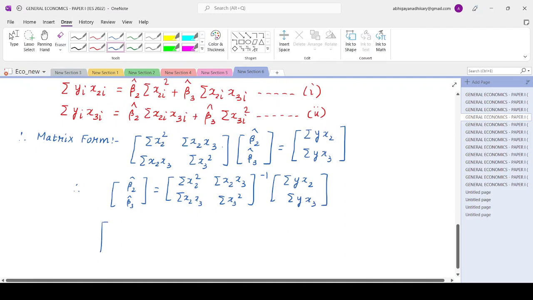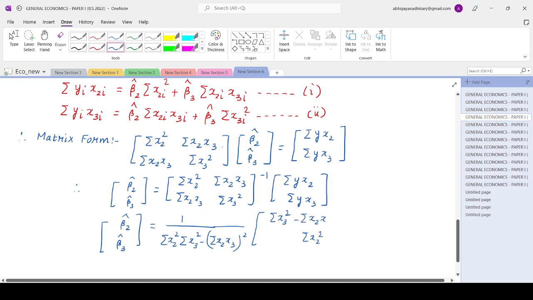So what do we get? Inverse of a matrix is adjoint by the determinant. So this will be summation x2 squared, summation x3 square, minus summation x2 x3 whole square in the adjoint. For the adjoint, for the 2 by 2 matrix, we swap the elements of the principal diagonal. So summation x3 square, summation x2 square, and then multiply the off diagonal elements with a minus sign.